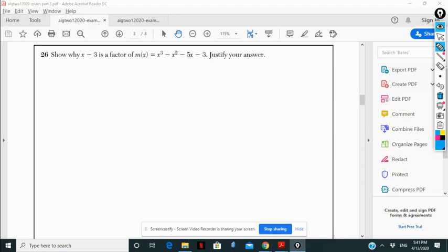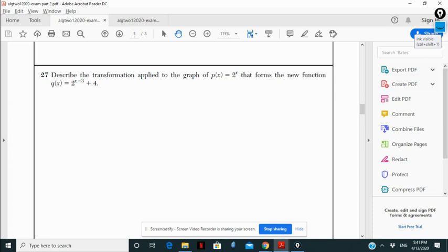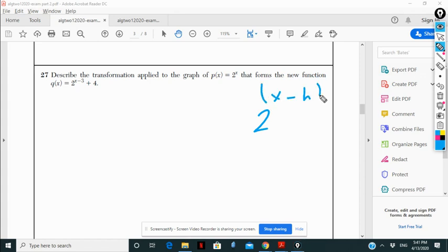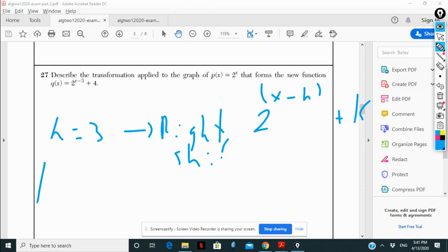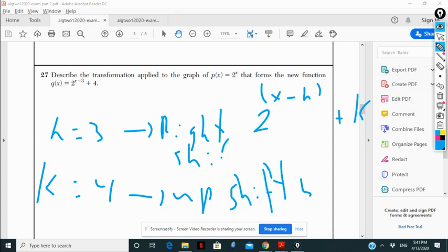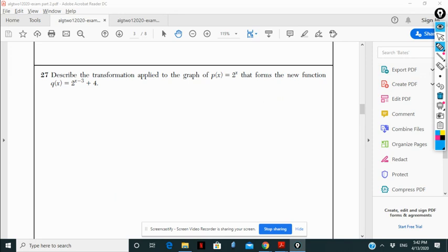Okay. Question number 27, describe the transformation. So we know that it's 2 to the power x minus h, plus k. So h equal to 3, so right shift by 3 units. k equal to 4, so upward shift by 4. That's the transformation.